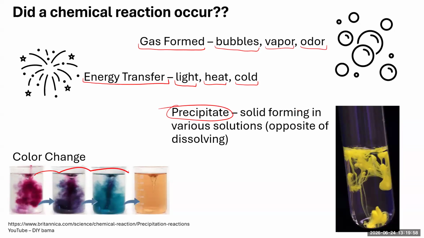This is a new one we're going to experience here. Precipitate. It's when you have solids forming in various solutions. So it's kind of the opposite of dissolving. Imagine you put a teaspoon of salt in a glass and you dissolve it, like you stir it and it dissolves. It's actually the opposite. Those salt particles are solid, turning into aqueous.